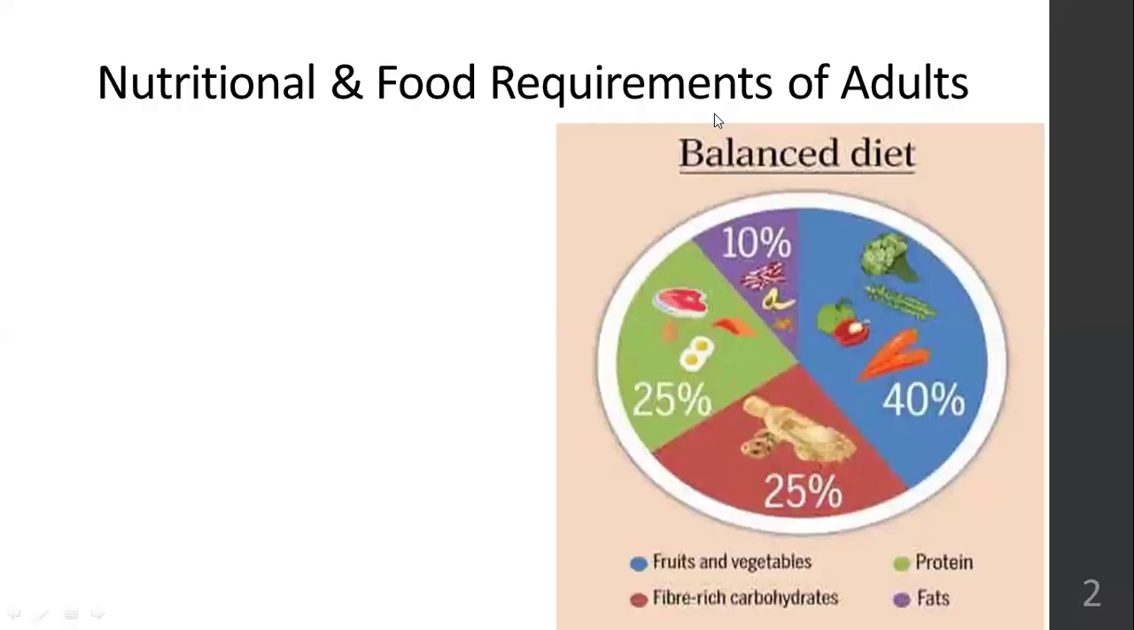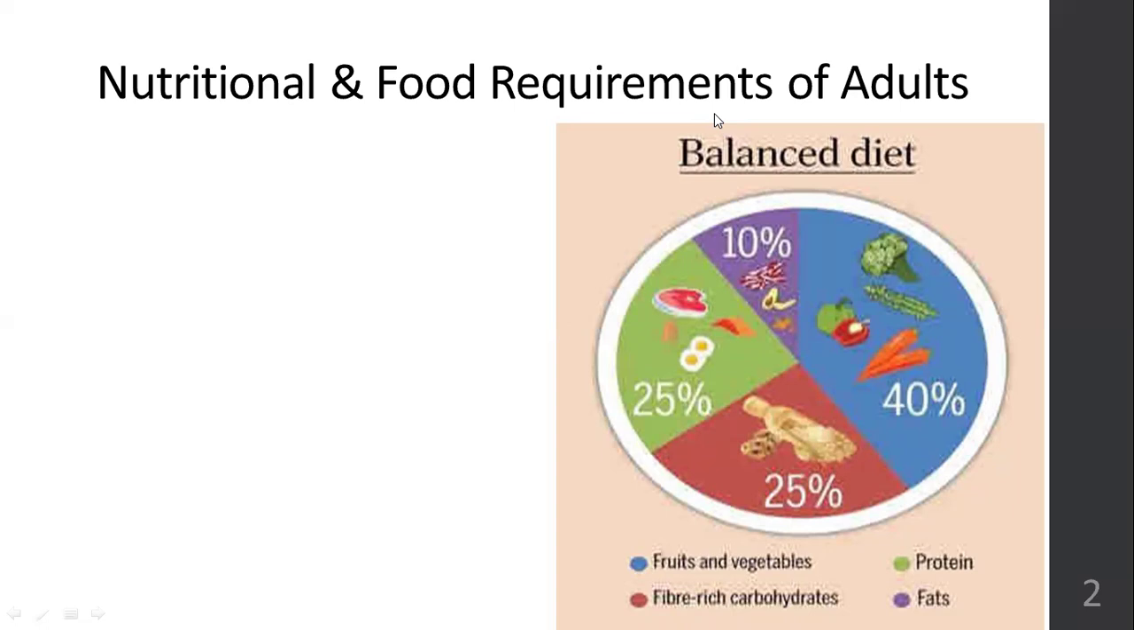So coming to the food and nutritional requirements for adults. Before going to the energy level variations, a balanced diet is a must. If you are not suffering from any chronic diseases like diabetes or coronary heart disease, any protein allergy, any form of malnutrition, kidney disorders, if you are a healthy adult, you should have a balanced diet. And what do you mean by balanced diet? You can see on the screen.